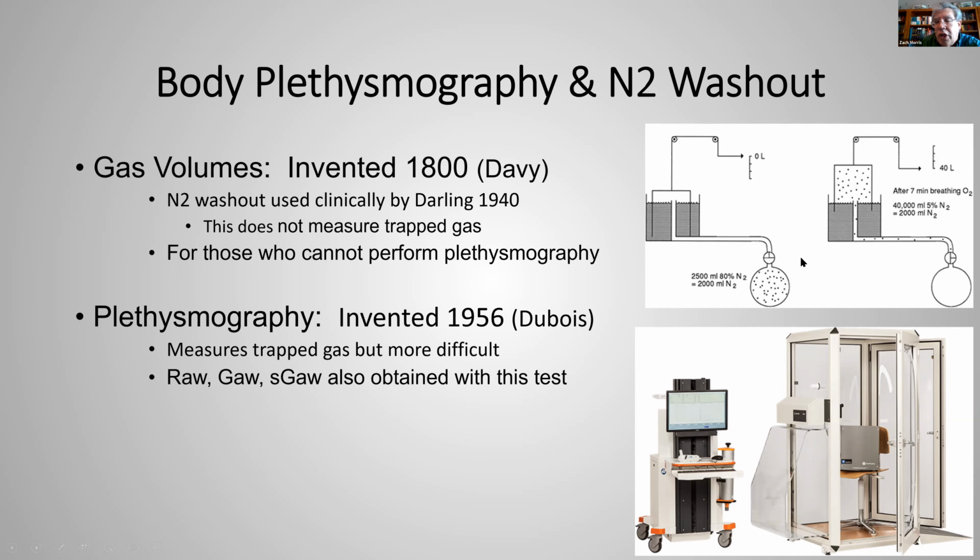It's a pretty simple technique, really. In this little diagram, the patient has nitrogen in their lungs, and you give them 100% oxygen, and they keep breathing in and out until the lungs are empty of nitrogen and you've collected all the nitrogen, and then you measure the concentration. Simply, you can back calculate what the volume of the lungs was. Plethysmography we're going to talk about in more detail. That was first invented in 1956. It's a way of measuring trapped gas, but it is more difficult to perform, as we're going to go through. The nice thing about pleth is you can also measure airway resistance, conductance, and specific conductance during the same measurements.